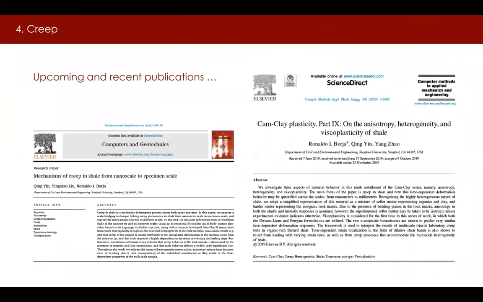Moving now to the fourth and final part of my presentation, which is creep in shale. There are two relevant references that I'd like to bring to your attention. The first one is entitled Mechanisms of Creep in Shale from Nanoscale to Specimen Scale, and will appear in a special issue of Computers and Geotechnics in memory of the late Professor Gyan Pandey. The second paper was published last year in Computer Methods in Applied Mechanics and Engineering, and is the 9th installment of the CamClay series. It focuses on anisotropy, heterogeneity, and viscoplasticity of shale.